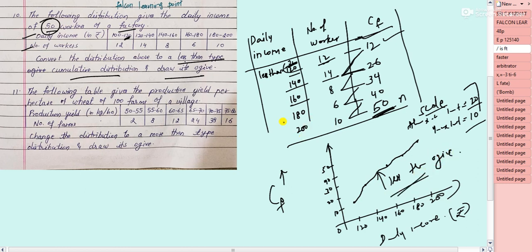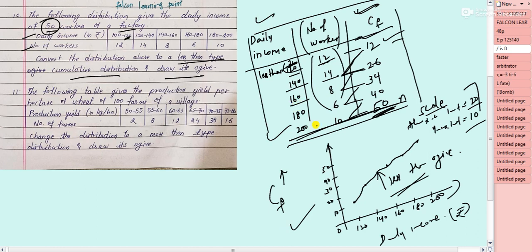That's all. If you do this much, you'll get 3 marks. In the exam, most of the time they will give this and the CF values, so there is no need to find all this. But in case they are not giving the CF, be prepared for that also. I hope you have understood how to plot less than ogive.